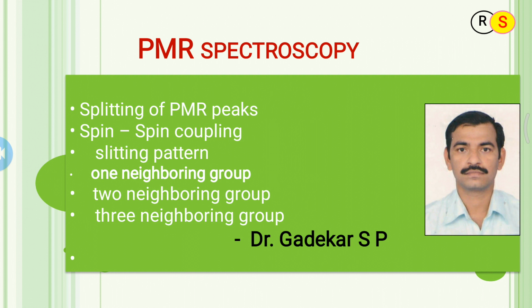Next we discussed the measurement of chemical shift. That is why we use an internal standard, TMS, tetramethylsilane. We use it as an internal standard for the measurement of chemical shift. There are many advantages and parameters for using tetramethylsilane.